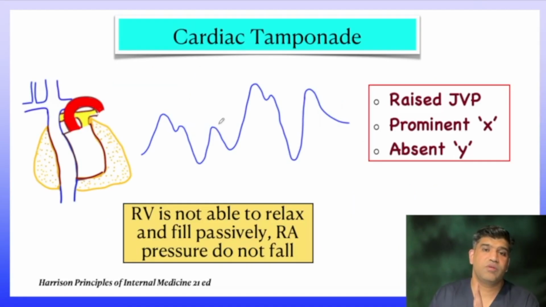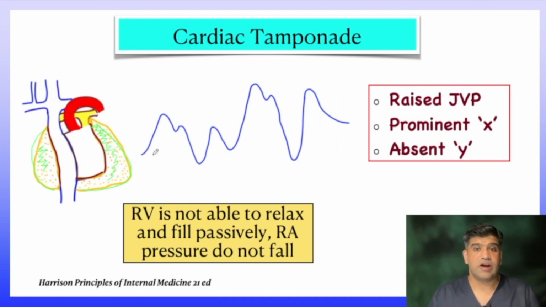Now, 2 important pathologies we will study: cardiac tamponade and chronic constrictive pericarditis. First of all, cardiac tamponade. What is cardiac tamponade? This is the pericardial sac around the heart, and there is fluid in this pericardial sac. This is what we call cardiac tamponade. It is different from pericardial effusion. If this massive pericardial effusion is causing hemodynamic instability, then it becomes a cardiac tamponade.